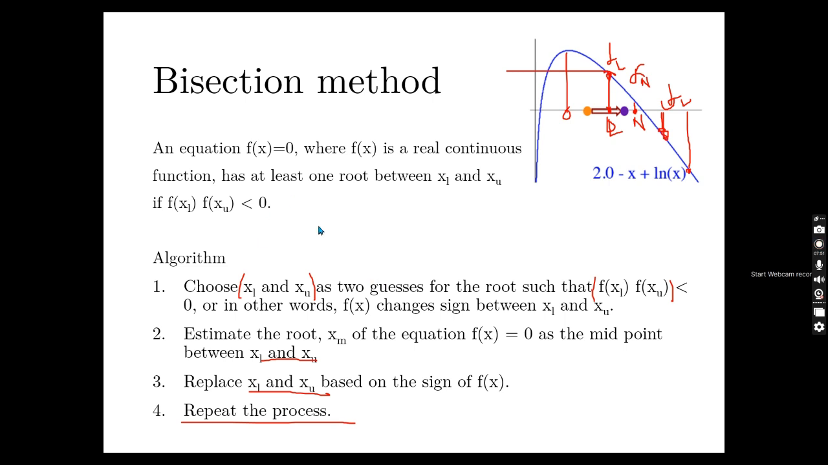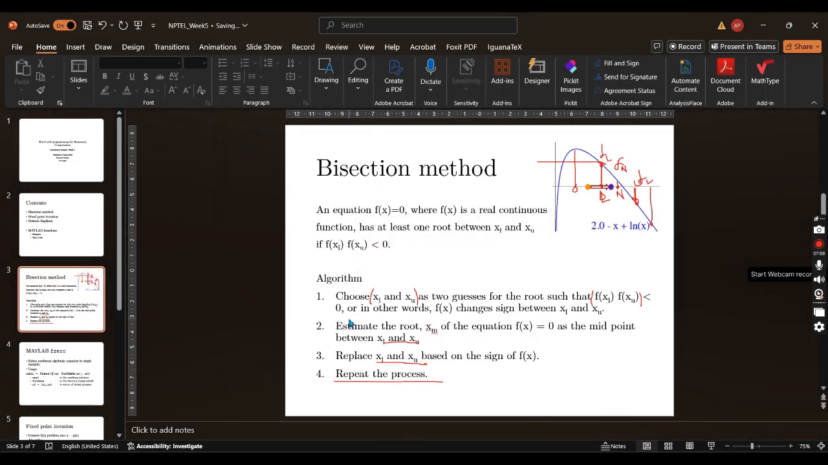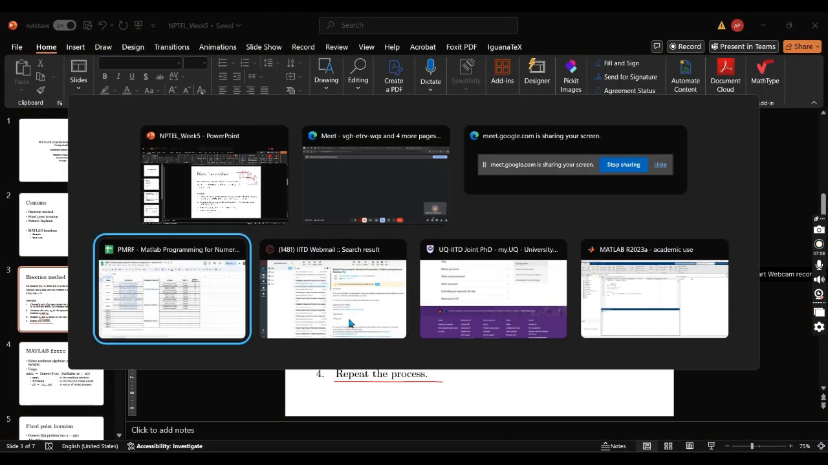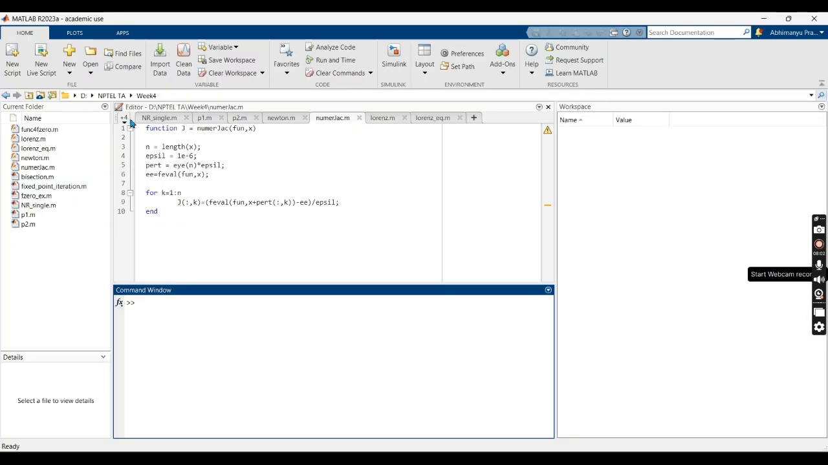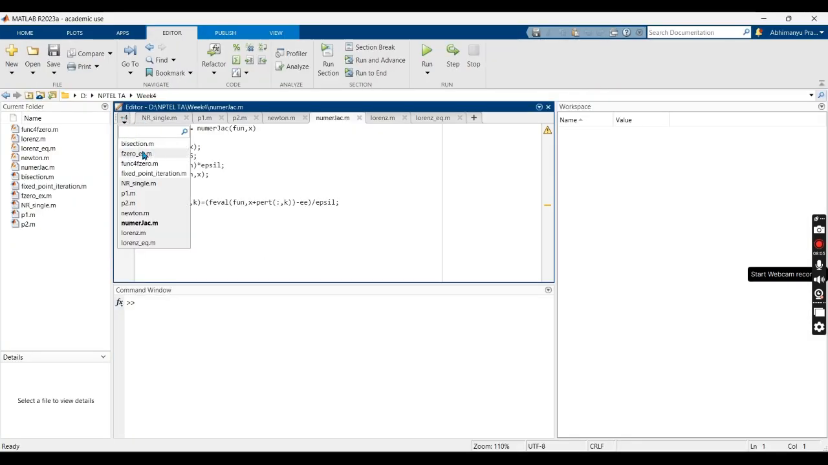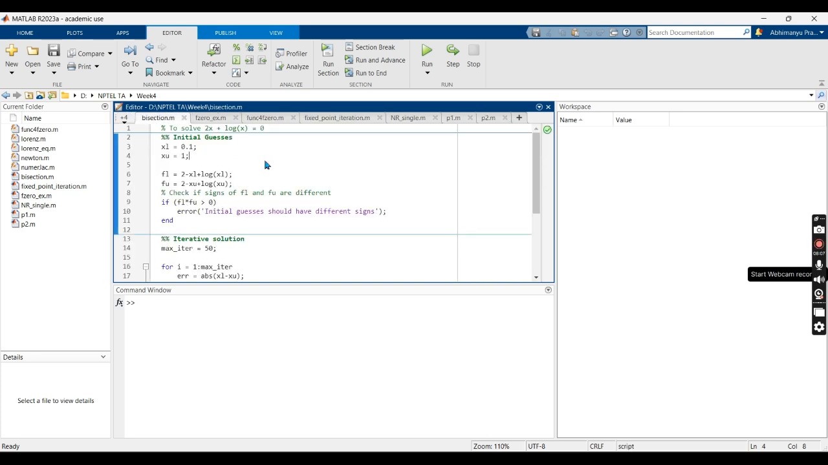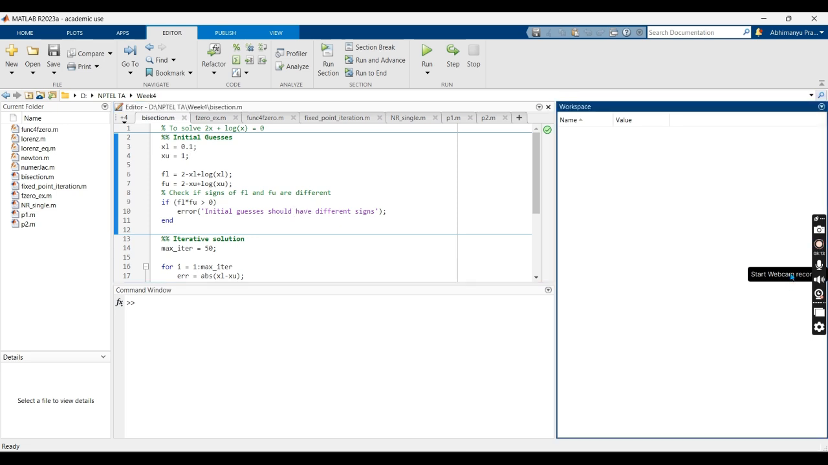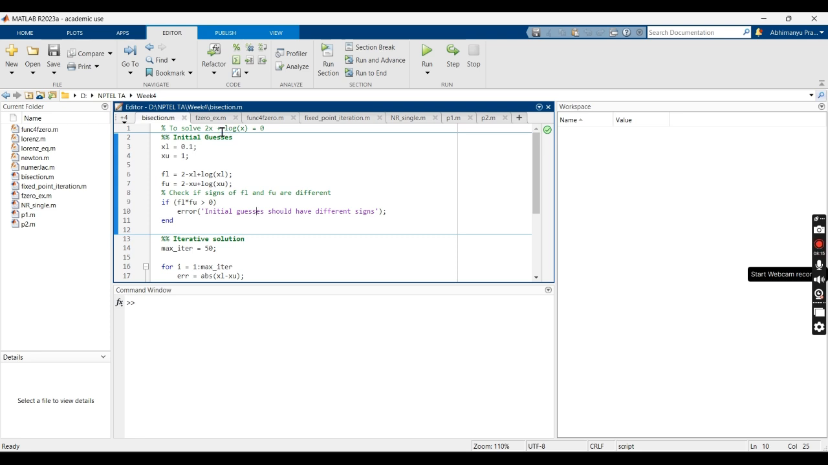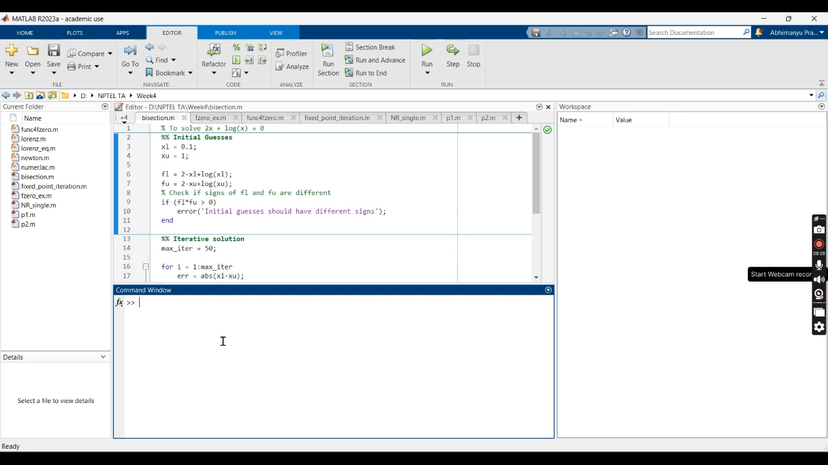So let us look at an example for this. If I go to MATLAB, I have written, so we have taken an initial case of, first let us plot the function. So I will just use some random values.